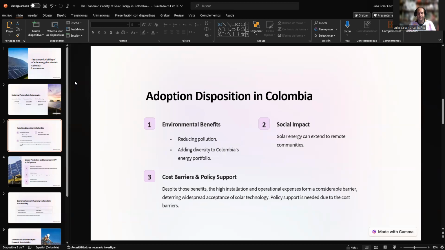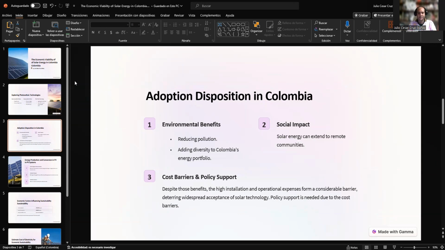Well, in the case of adoption disposition here in Colombia, we have environmental benefits like the reduction of pollution and the addition of energy sources in the energy portfolio. In terms of social impact, we can install panels in more places, where the sun is present during the day for many hours. But we have cost barriers and policy support barriers.